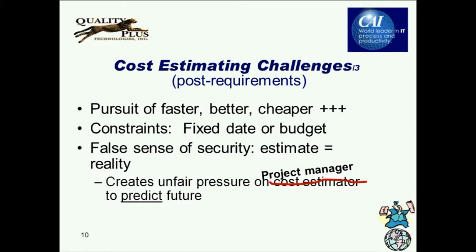We can have constraints in terms of budget. We've budgeted a certain amount for this unknown project. This creates a false sense of security. And we end up with an estimate. Is estimate really reality?